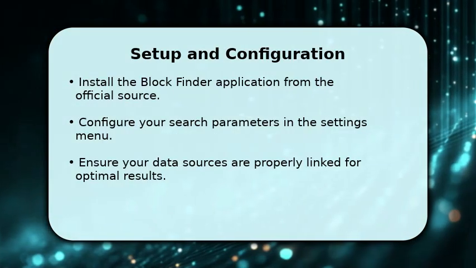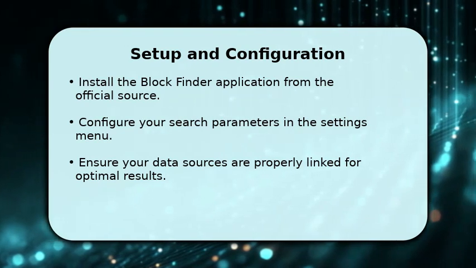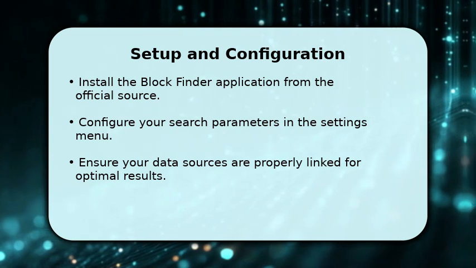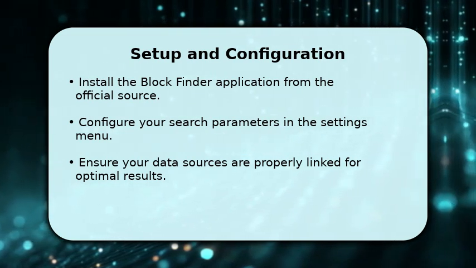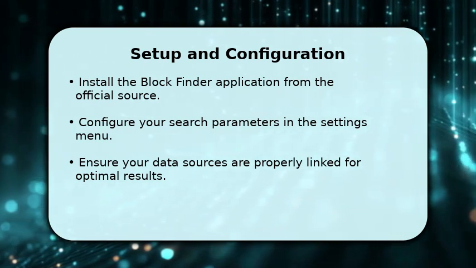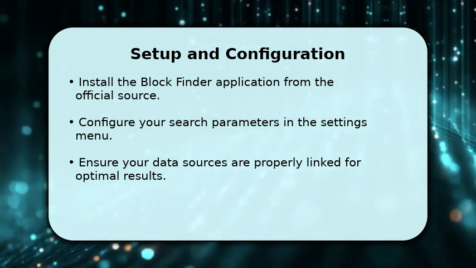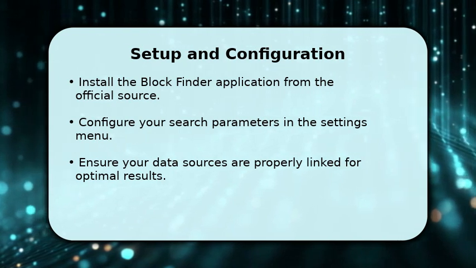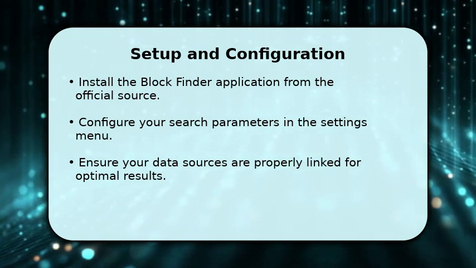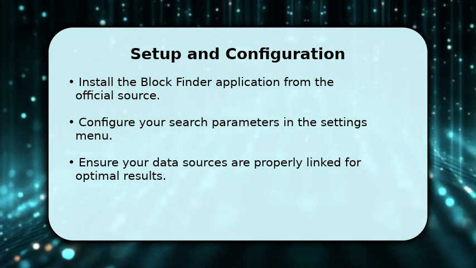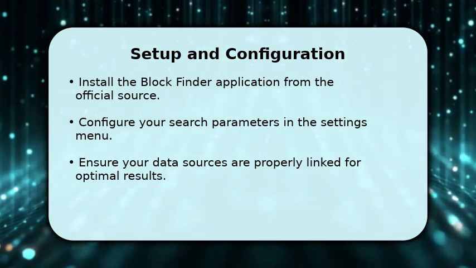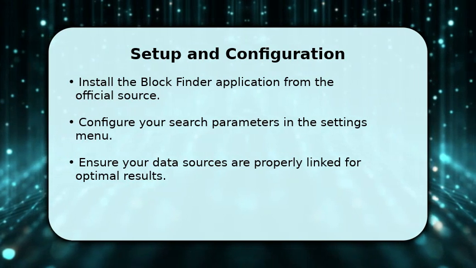To begin, ensure you have the BlockFinder application installed on your device. You can typically find it on the official download page. Once installed, open the application and navigate to the Settings menu. Here, you will want to configure your initial search parameters, such as default directories or file types. It's also crucial to link any relevant data sources or project folders, which usually takes just a few clicks. This foundational setup ensures BlockFinder can access all necessary information for effective searching.